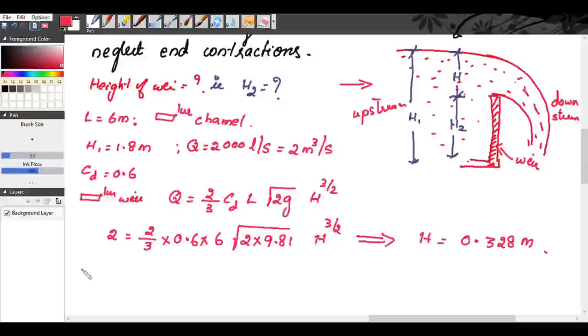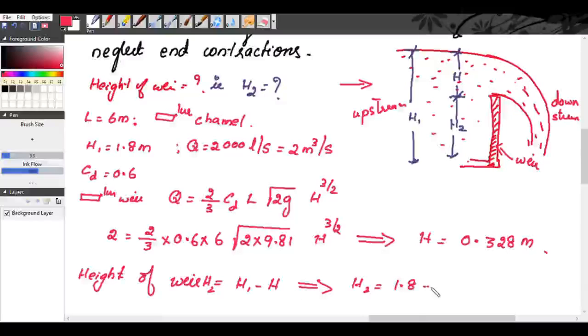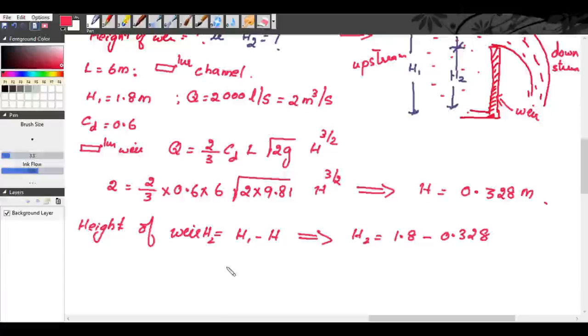Now the height of the weir, right? So height of the weir is equal to H1 minus H. We get H1 is 1.8. Height of the weir is H2, right? So H2 is equal to 1.8 minus H, which is 0.328. We get height of the weir H2 is equal to 1.472 meter.